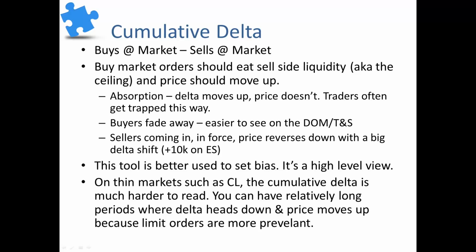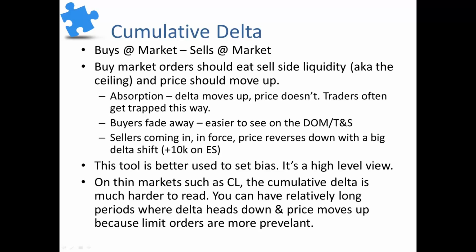Now again, buyers fading away is also a little bit less easy to see on cumulative delta because it is a zoomed out view. Sellers coming in is fairly easy to see on cumulative delta, but by the time you see it on the cumulative delta, as opposed to a short-term order flow like footprint or time and sales, the market's probably already going to have traveled quite far.